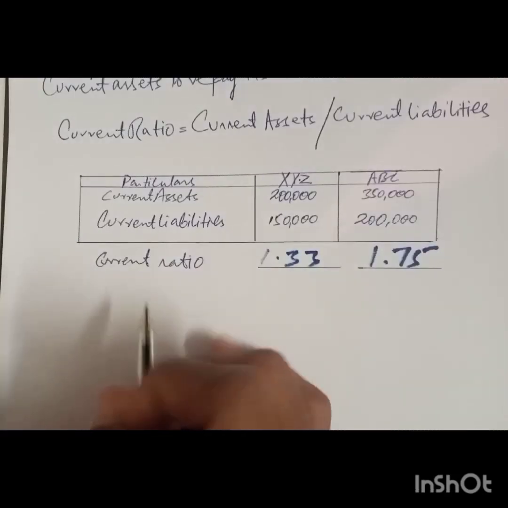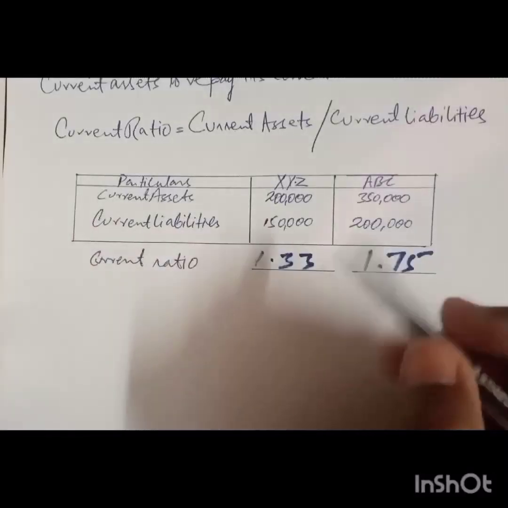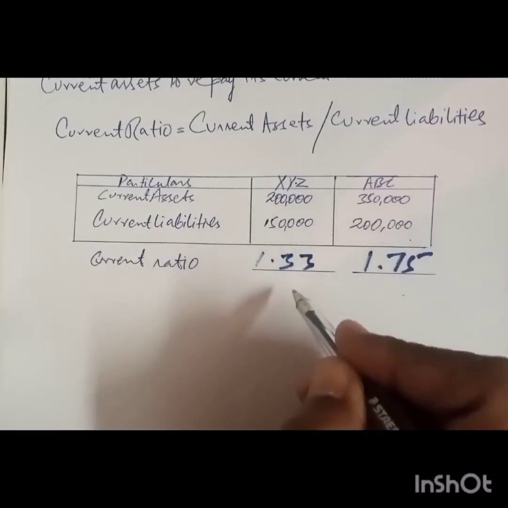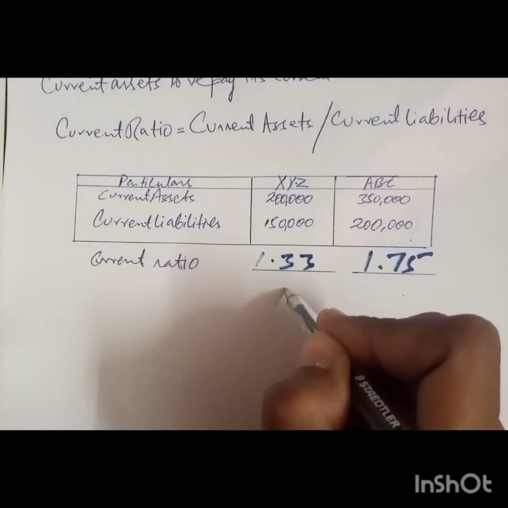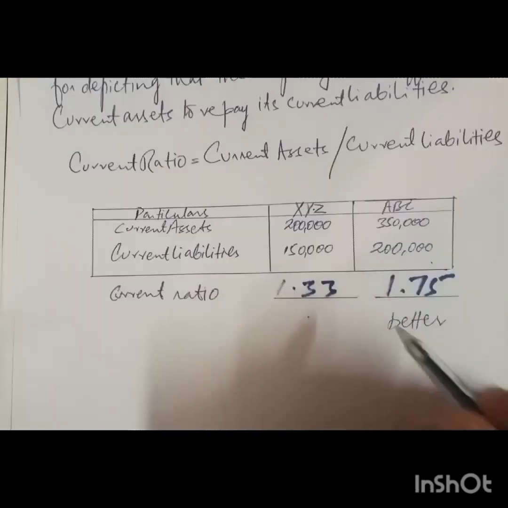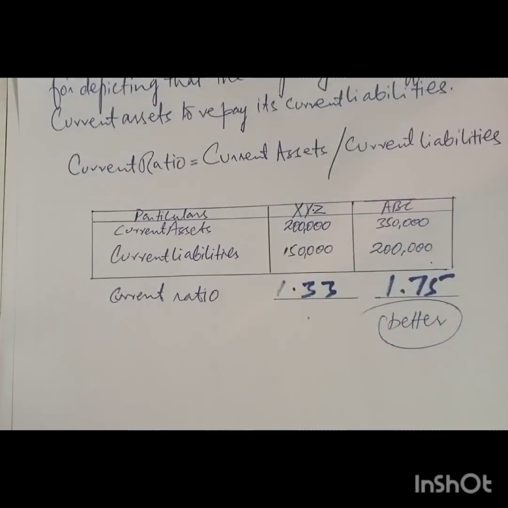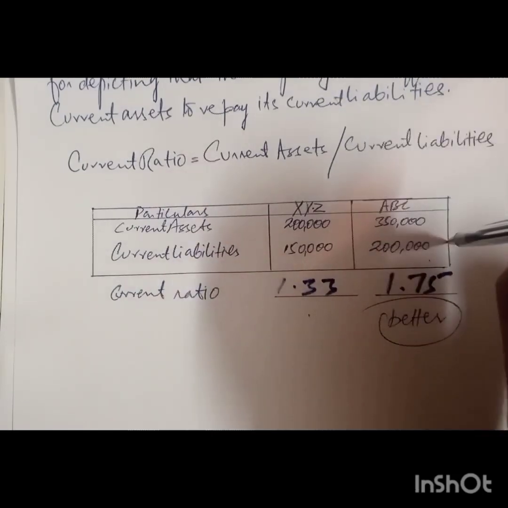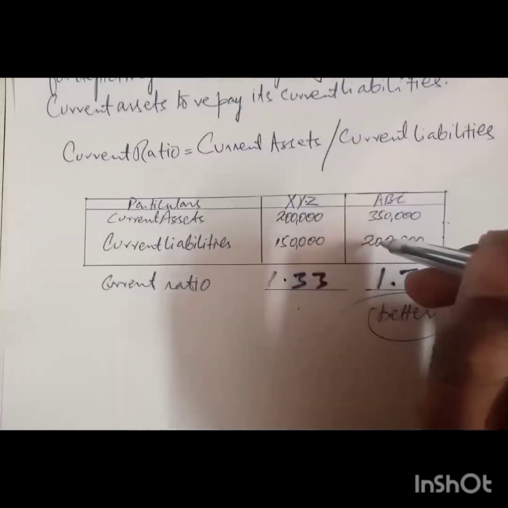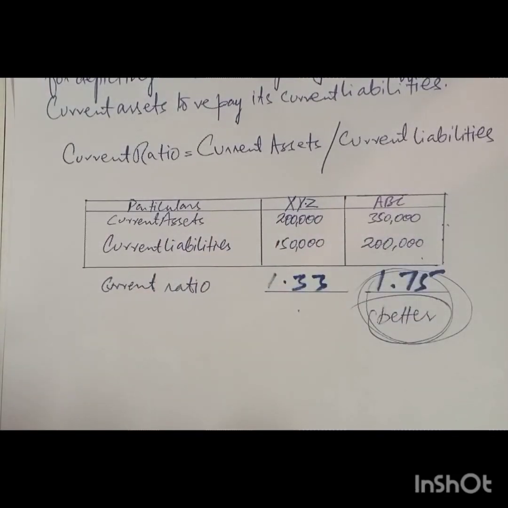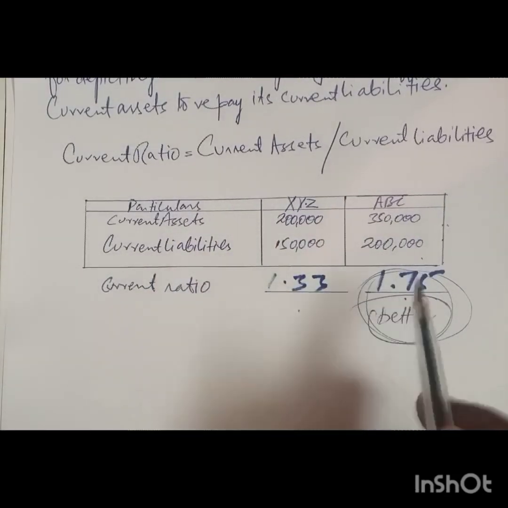Okay, that means the ABC company current ratio is better than XYZ. This one is better. It's in a better position to repay its current obligations. This company is in better position to repay its current obligations. Okay, so this is the good current ratio. 1.75 is better than this.